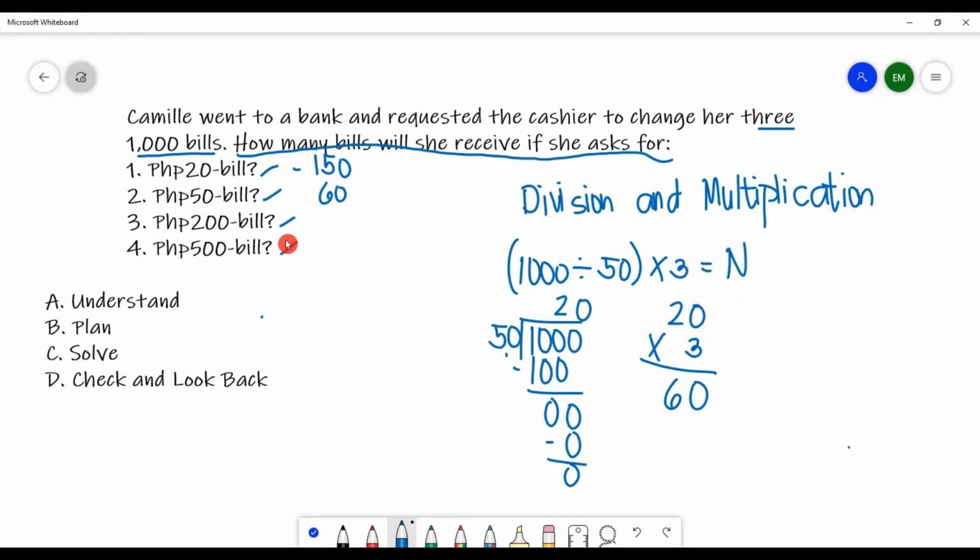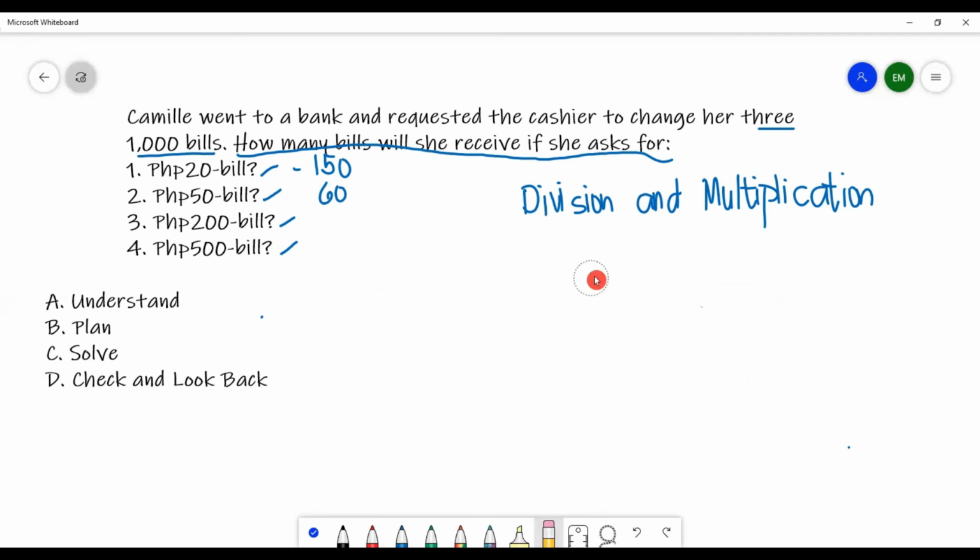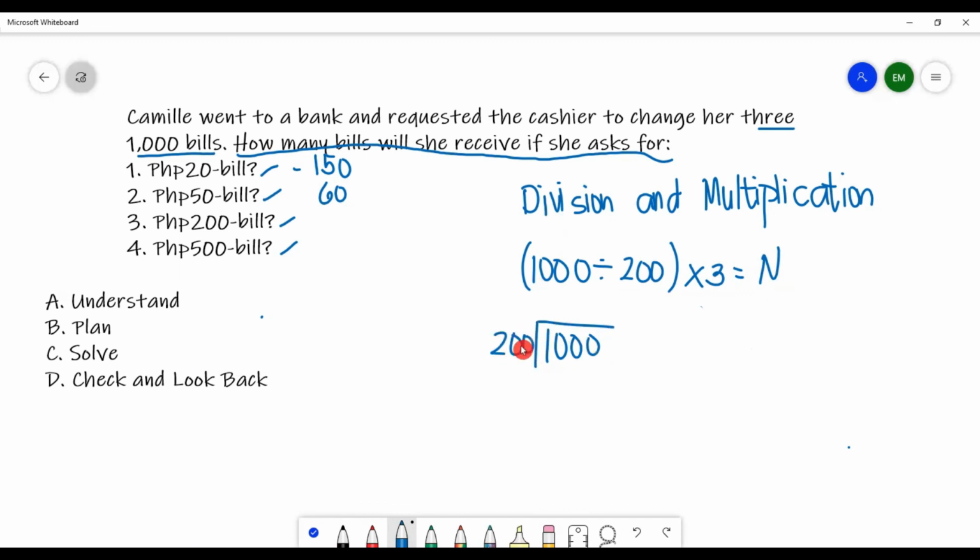Now, let's go to number 3. How many bills will she receive if she asks for 200 peso bill? 1,000 divided by 200 times 3 is equal to n. So 1,000 divided by 200, we have here 5. 5 times 200, we have 1,000. Minus 1,000 is equal to 0. Now, we are going to multiply 5 by 3. We have 15. Therefore, we have 15 200 peso bills.